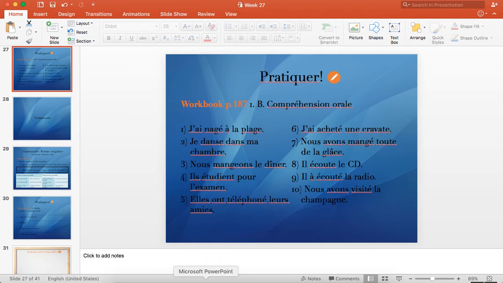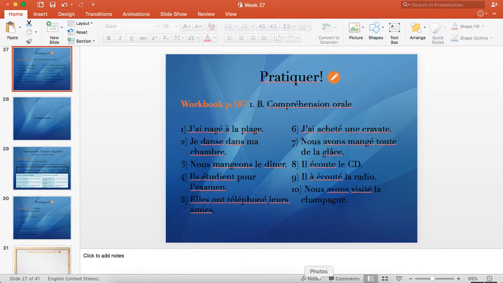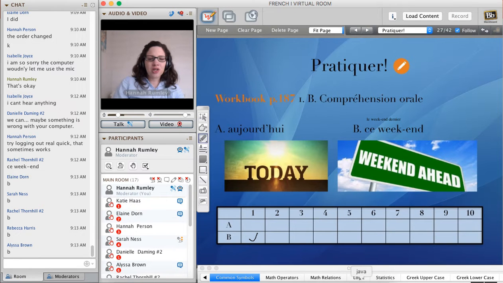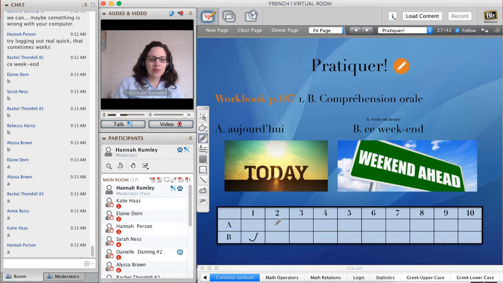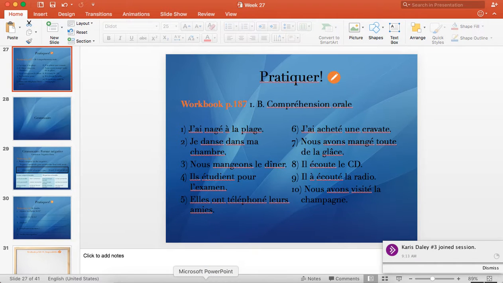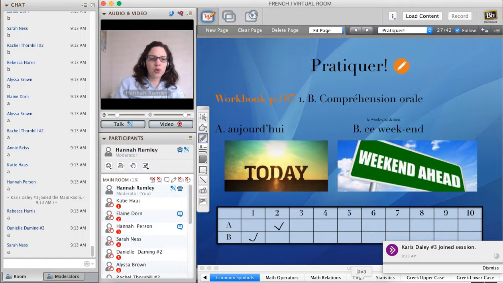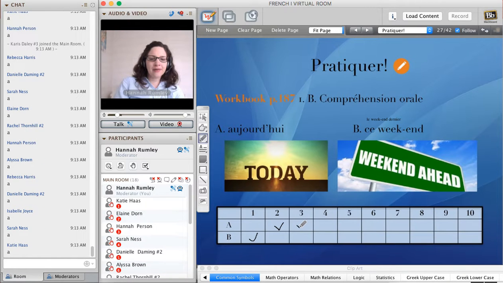I said j'ai nagé à la plage. That is in the past tense. I swam at the beach. Next. Numéro 2. Je danse dans ma chambre. Good job, you guys. I dance in my room. That is happening today. Numéro 3. Nous mangions le dîner. I'm eating dinner. It is happening today.